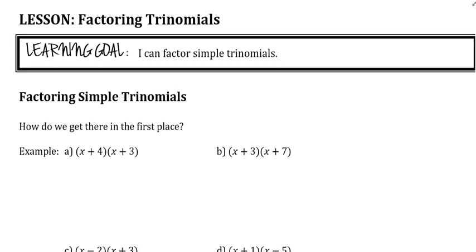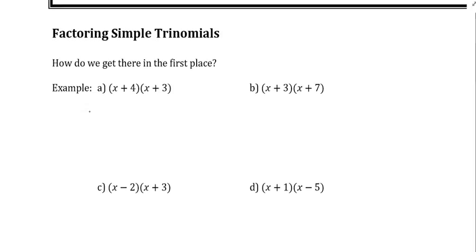With factoring, as I talked about before, it's always important to connect it to how you got there in the first place. So factoring trinomials is the opposite of multiplying these binomials. So let's remember what happens when you multiply two binomials. We're going to do the first one kind of a long way. So this would be x squared plus 3x plus 4x plus 12.